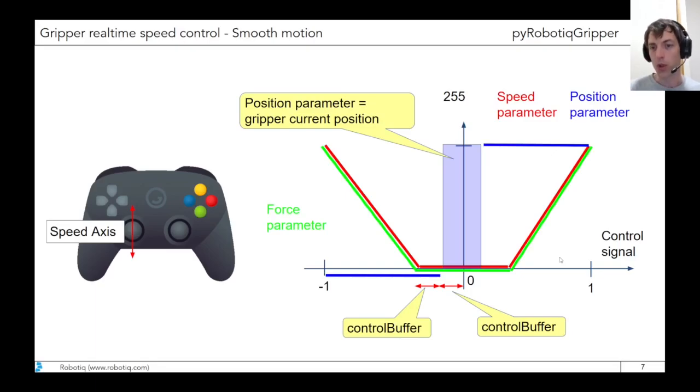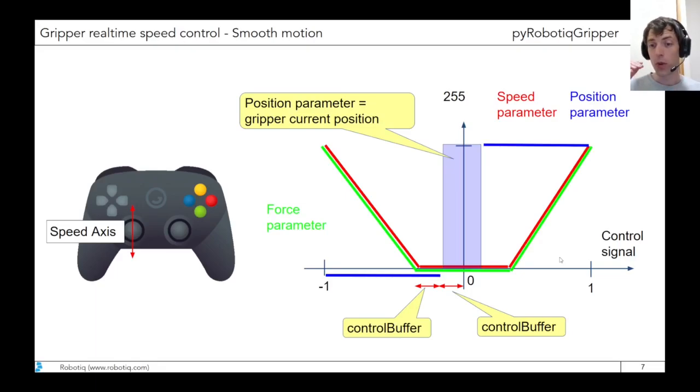And so you can continue to push up like this. The speed and the force parameters will stay at 0 for a distance equal to another control buffer, so the same distance. And like this, you are able to make a very slow move. So you just go above the center zone and you can move the gripper at slow speed, slow force. So that's perfect to make a small, precise motion.